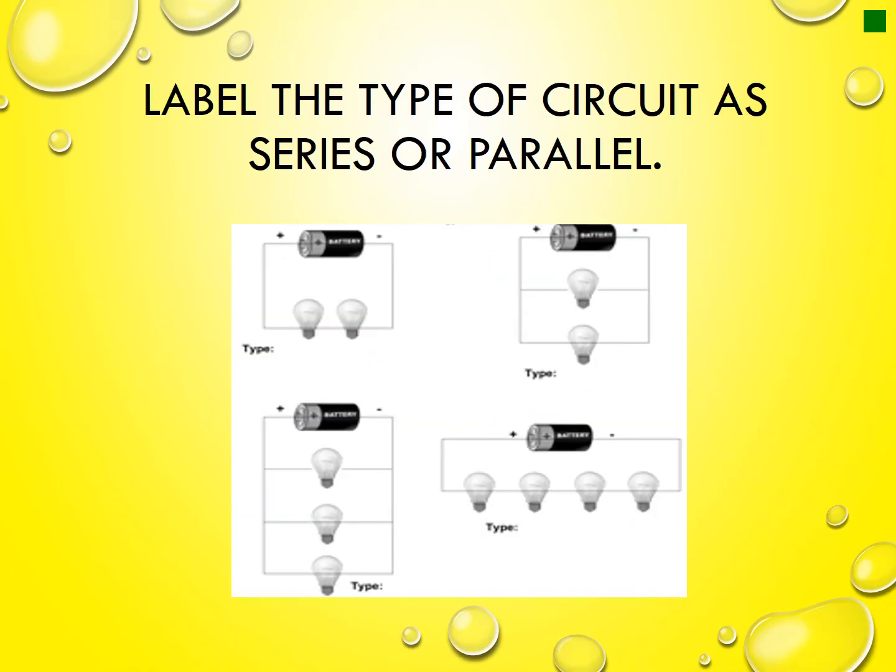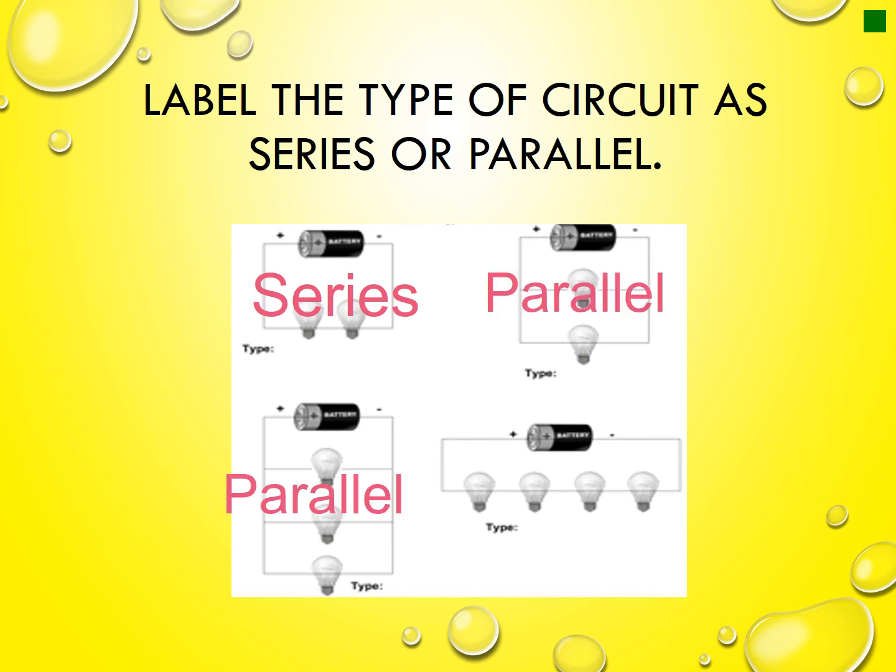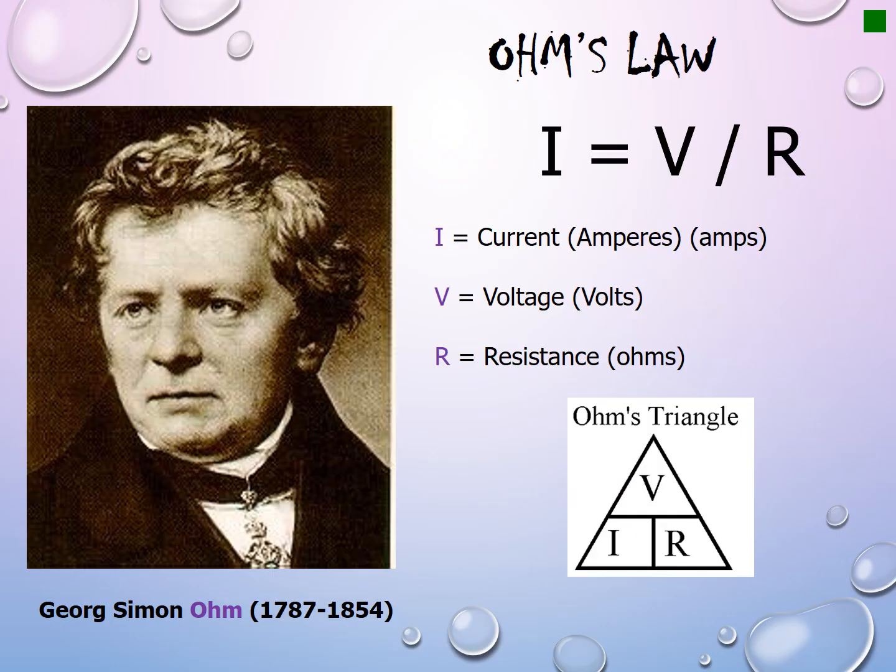Okay, so let's label these as parallel or series. Looking at the first one, that would be a series. Number 2 would be parallel. 3 would be parallel, and 4 would be series. Then you're also going to need to know this formula. Once again, we will give it to you. You just have to be rearranging it.